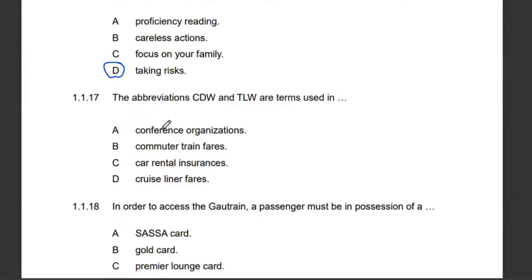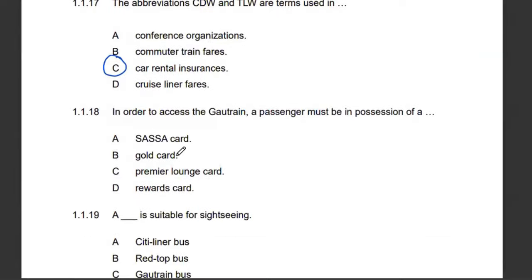1.1.17, the abbreviations CDW and TLW are terms used in. So these terms are the terms which are used in what? In car rental insurance. When you are renting out a car, they would use these terms. For example, CDW simply means collision damage waiver. Then TLW simply means theft loss waiver. So these are terms which are used in car rental insurance.